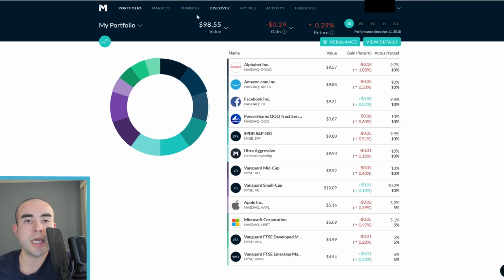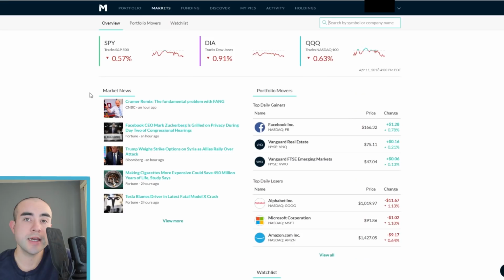Next up here, you will see a tab that says Markets right here. This is a cool little area on the M1 Finance platform where you can actually read up-to-date stock market news and articles from places such as CNBC, Fortune, Bloomberg, and others.